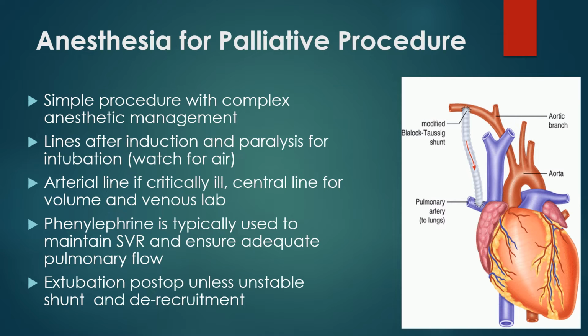Anesthesia for palliative procedures on TET babies, such as this BT shunt, is relatively straightforward as far as cardiac procedures go. It's a simple procedure with complex anesthetic management in a lot of ways, but lines after induction. Inhalation induction is fine, but it's going to be delayed. And paralysis for intubation, watch for air once again. Arterial line, if they're critically ill, but typically you don't have to do that. But just remember, you're going to be putting the shunt on the right subclavian, so you probably need to measure blood pressures on the left.